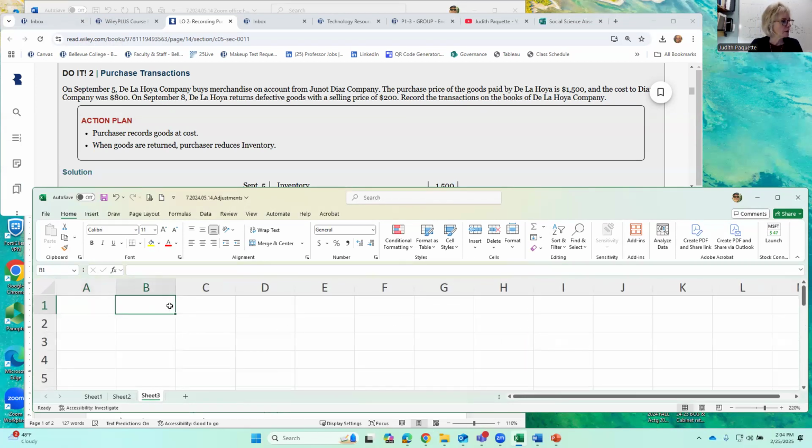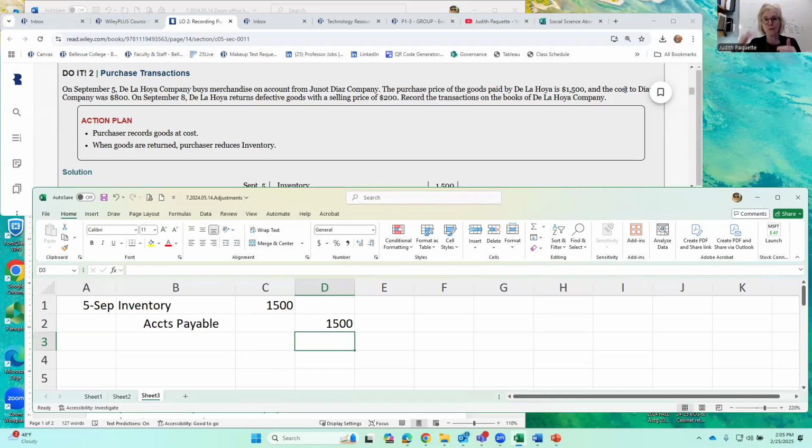All right. So some of you are doing merchandise inventory. I'm just going to do inventory. And then I'm going to do accounts payable here. And let's get the date in there. The date is September 5th, okay? And then we want to do the balance. How much money are we spending? It's 1,500. Okay. It's not 800. That's what it cost Diaz. So remember the rule in business, buy low, sell high. So Diaz bought it for 800, but De La Hoya is buying it for 1,500.